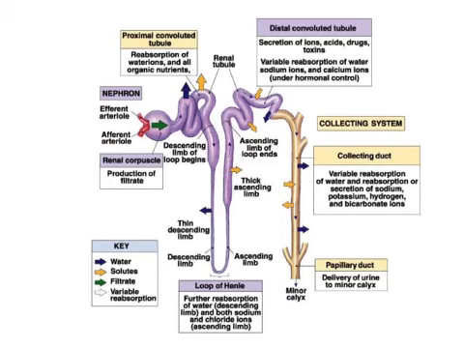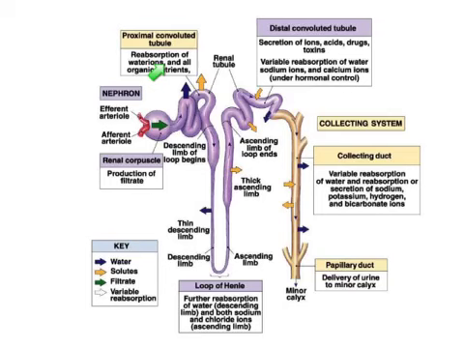This image gives you a look at where these different processes happen. Filtration happens at the renal corpuscle, where you have the glomerulus, it's kind of hidden inside there, and the glomerular capsule. In the proximal convoluted tubule, you have reabsorption. Actually, most of the reabsorption happens here. Water, various ions, and organic nutrients are taken back up.